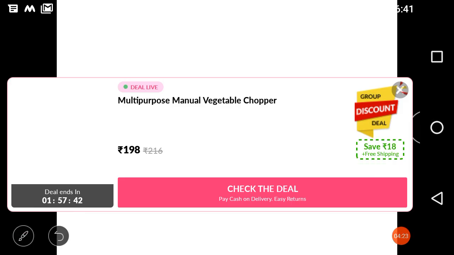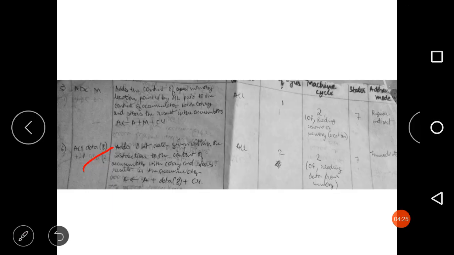Now the next instruction is ACI 8-bit data. It is again an arithmetic instruction. It will add the content of the accumulator with the 8-bit data mentioned in the instruction, plus the carry flag. If the carry flag is in set condition, then 1 will get added. If the carry flag is in reset condition, then 0 will get added. So whatever the status of the carry flag, that will get added to the accumulator as well as the 8-bit data.